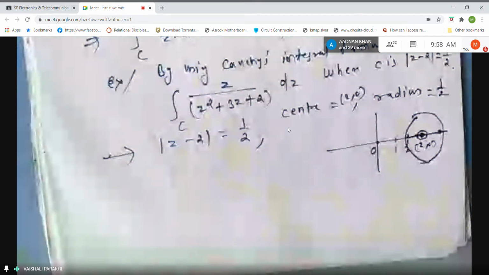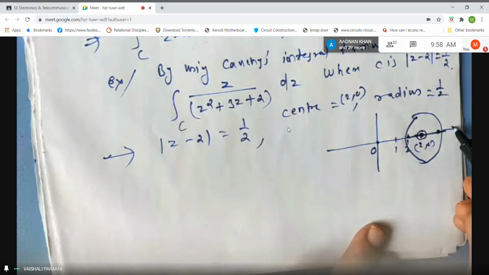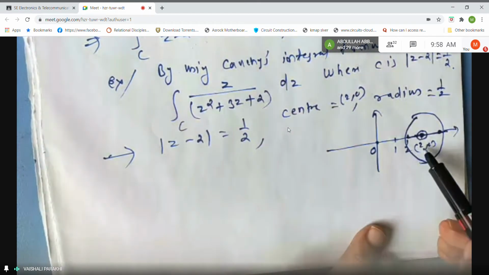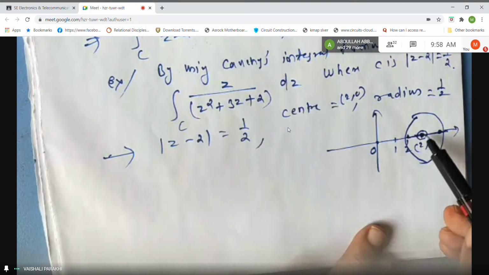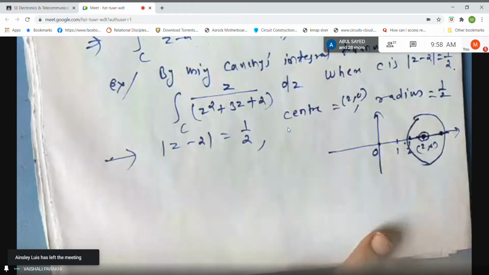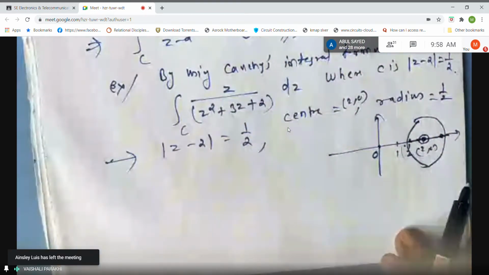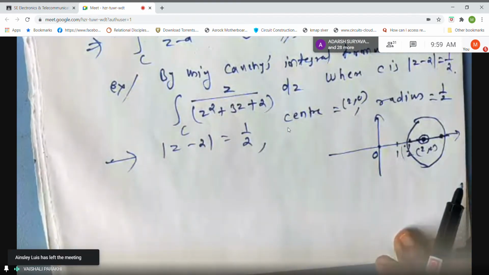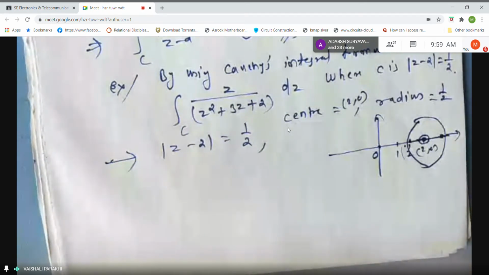Any doubt in drawing this circle, students? First take the center, then measure the radius half. This side half, this side half, and draw the circle. You need not use the compass and all. It is a rough diagram just to know where the poles lie, where the singularities are. Correct, no?